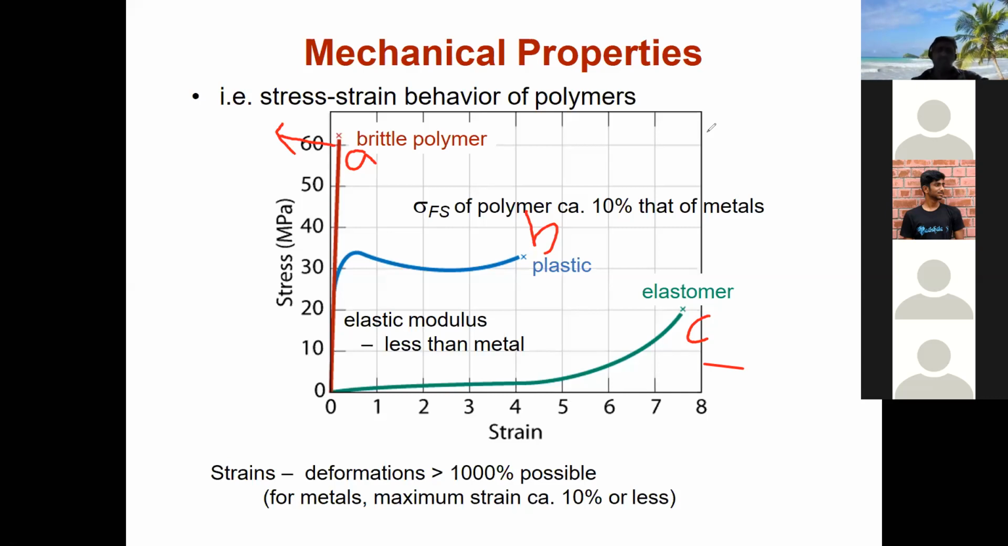When you look at type B material, right? Type B material is a plastic material. You can see that up to 30 megapascal, if you apply a stress of 30 megapascal, the material shows elastic behavior. Thereafter, plastic deformation takes place, and finally it breaks after a certain strain. So there is a considerable amount of strain in this material, right?